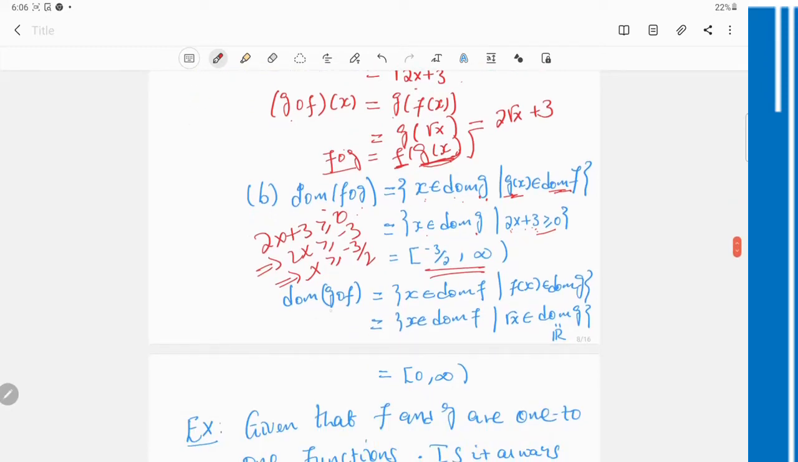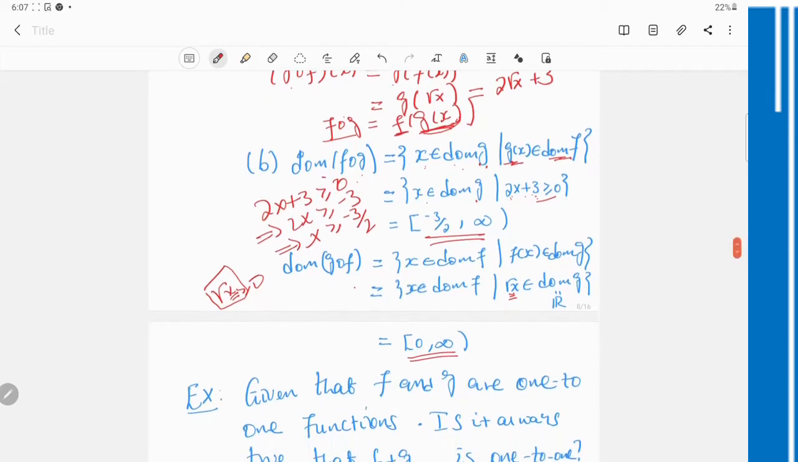Similarly, you can get the domain of G composed F, which is x in the domain of F, such that F of x is in the domain of G. Our F of x is given by square root of x, and remember the domain of G is the set of real numbers. But here, as you see, for the square root of x, x must be greater than or equal to 0 in order to be defined. Because the square root of a negative number is not a real number, we are considering only the non-negative ones. That's why you get this as the domain of G composed F.